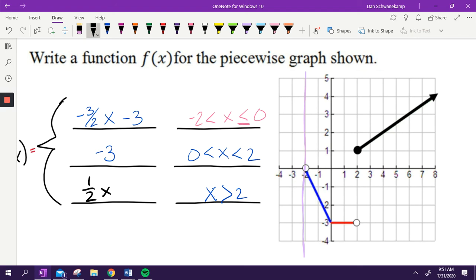Oh, good question. I think I just missed it. Thank you. I needed to be greater than or equal to. I just wrote it down wrong. Thank you. Anything else?